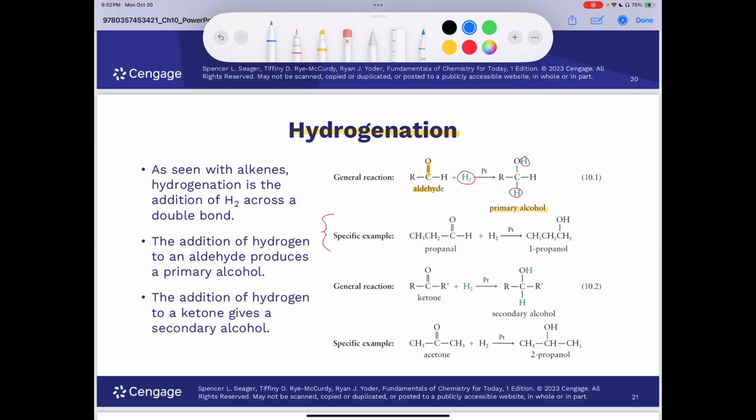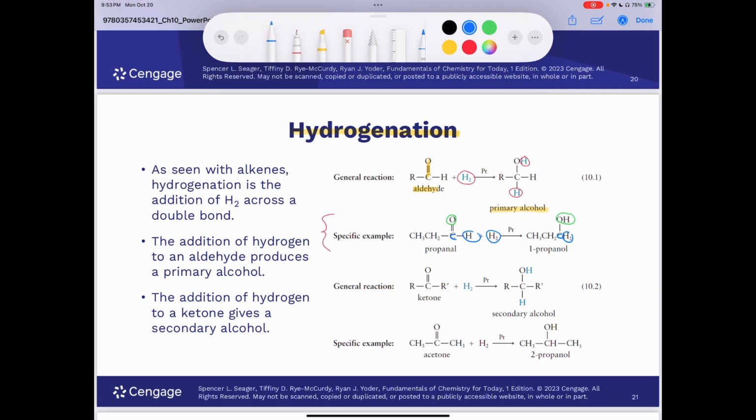We see that the carbonyl carbon, if I highlight it in blue, has one hydrogen attached to it, but after the hydrogenation, it has two hydrogens attached to it, and the oxygen from the carbonyl takes on a hydrogen. So hydrogenation of an aldehyde again gives you a primary alcohol.